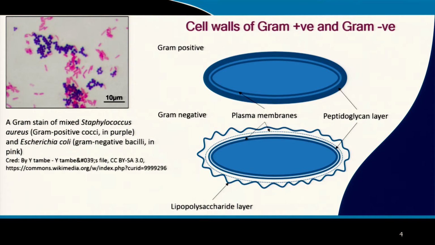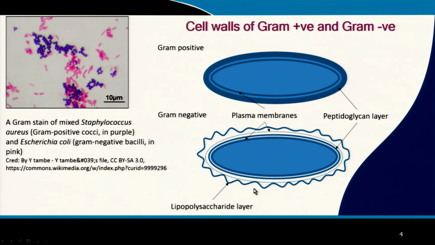So the first thing is the inner plasma membrane. That is followed by a very thin peptidoglycan layer, and this thin peptidoglycan layer is followed by an outer plasma membrane. So there are two plasma membranes, an inner membrane and an outer membrane, and outside all of this is what is called a lipopolysaccharide layer.